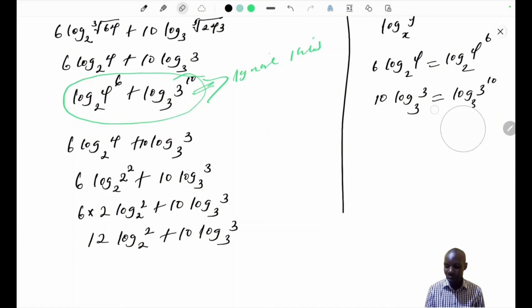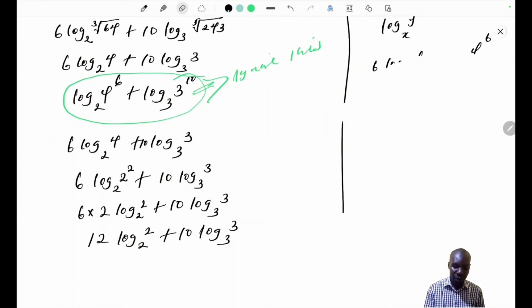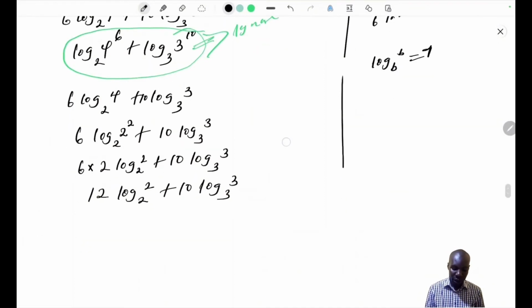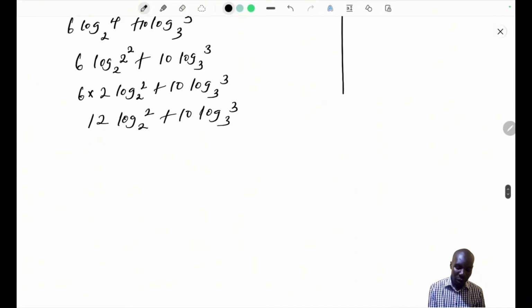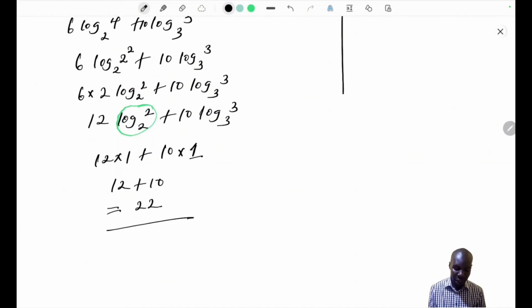that log of a number to its base is 1. Remember that log of b to base b is equivalent to 1. So in our case here, log of 2 to base 2 is the same as 1, plus 10 times log of 3 to base 3, which is 1. So we'll have 12 plus 10, giving us 22 as the answer.